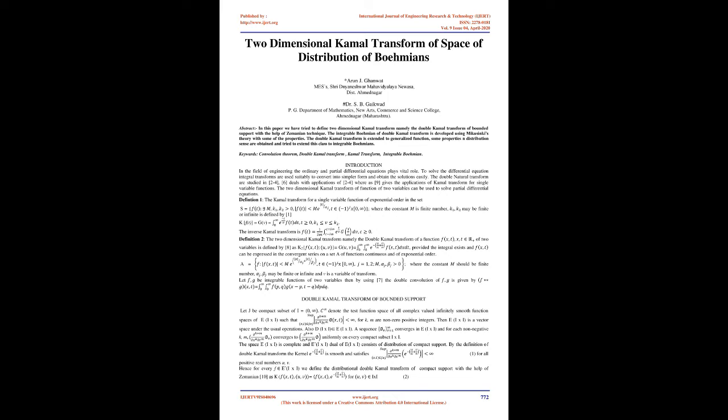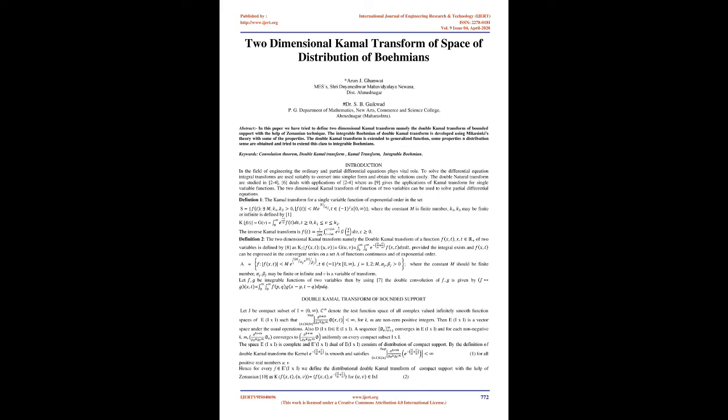Definition 1. The Kamal transform for a single variable function of exponential order in the set S, where the constant m is a finite number, may be finite or infinite, is defined by 1. Kf(t) equals g(v) equals. The inverse Kamal transform is.